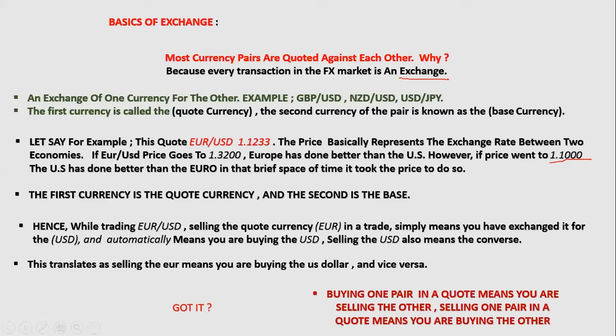So buying one pair in a quote means you are selling the other. Selling one pair in a quote means you are buying the other. No matter what you are trading, the euro, pound, the naira, Chinese yuan, if you are buying the Chinese yuan, you are automatically selling the other one. At every point of your transaction, you are betting two economies against each other. So if you are buying the euro, you are just saying the European economy is going to be better than the USD economy in this time frame. That is all you are saying. Great.